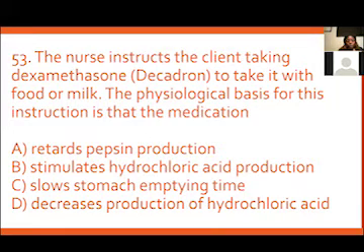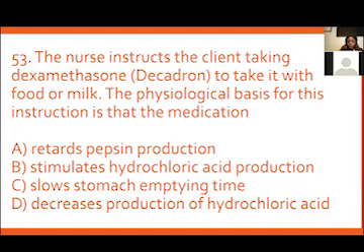Now, when it comes to Decadron and stomach acid, the acid is formed in the stomach and it breaks down food. So the acid contains what we call hydrochloric acid, potassium chloride, and sodium chloride. So when we talk about those, especially the hydrochloric acid, it's within the stomach. And what it does, these actually activate the digestive enzyme that plays a role in breaking down protein. So the answer in this is B, stimulate hydrochloric acid production.